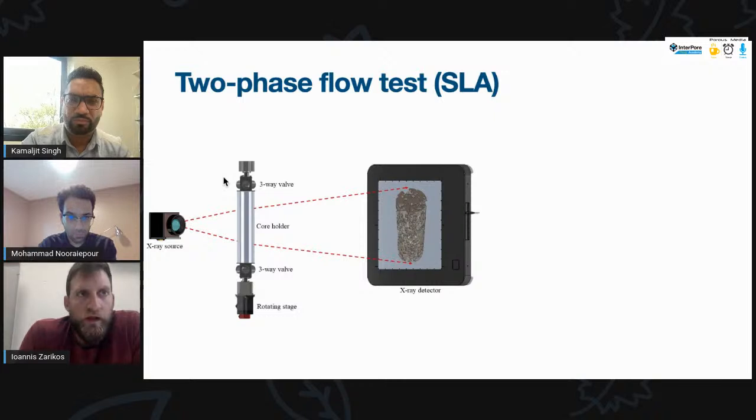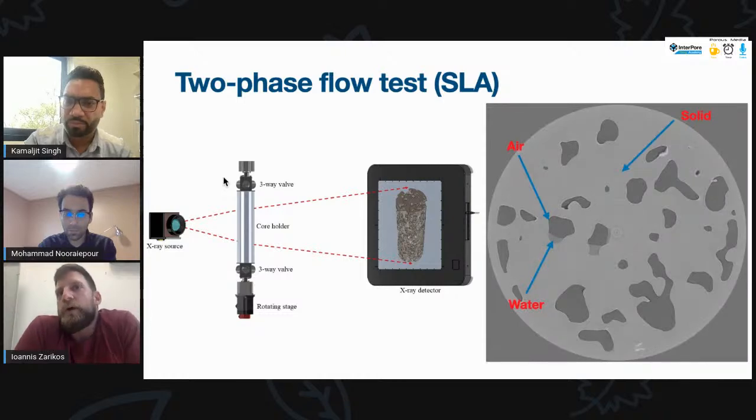So most of us are familiar with the CT scanner, but I will just describe it a little bit. We used the core holder, which in this case is integrated to the microfluidic device, on a rotating stage. We added 3-way valves on the top and bottom to allow fluid flow. And then we had an X-ray source and an X-ray detector used to visualize the sample.